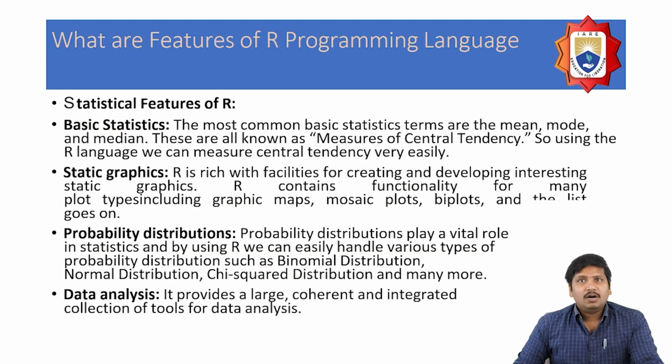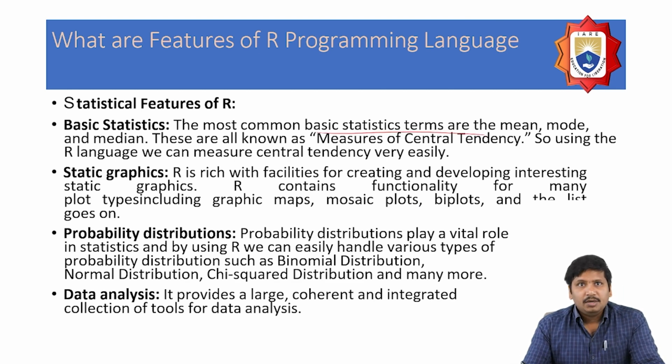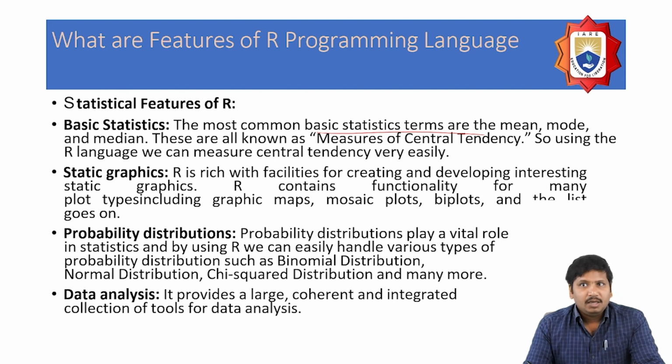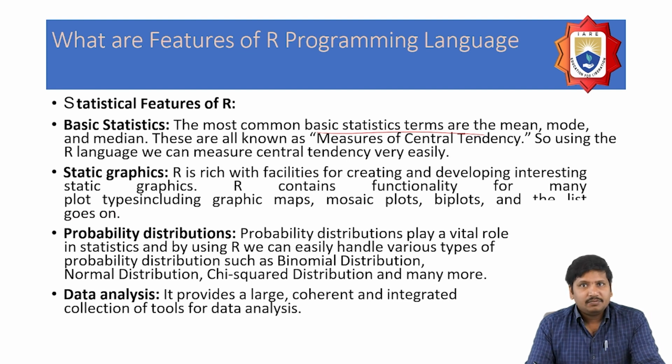So what are the features of the R programming language? The statistical features of R start with basic statistics. The most common statistical terms are the mean, mode, and median. These are all known as measures of central tendency. Next are static graphs. R is rich with facilities for creating and developing interesting statistical graphs. It also contains the functionality of many plot types, including graphs, maps, mosaic plots, biplots, and so on.